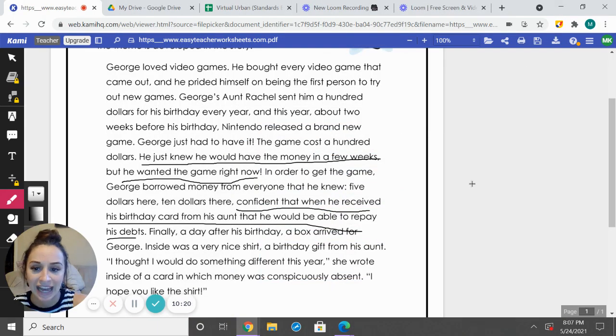All right, let's look at our last clue that's going to help us figure out this theme or point and get our theme down in writing. Finally, a day after his birthday, a box arrived for George. Inside was a very nice shirt, a birthday gift from his aunt. I thought I would do something different this year, she wrote, inside of a card in which money was conspicuously absent. I hope you like the shirt. So that's our third and final clue, is that his aunt sent a shirt because she thought she would do something different this year.